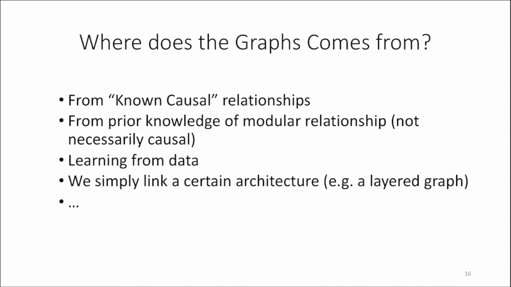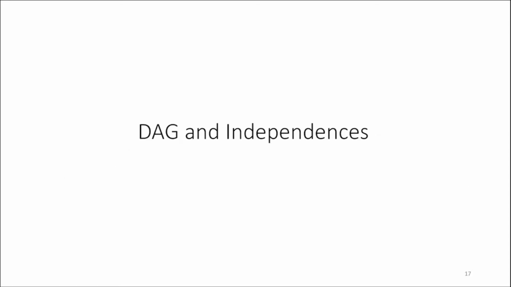A DAG and a Bayesian network are all about representing dependencies between random variables, but those dependencies do not necessarily mean causality. So in the following, we're going to dive a little bit deeper into the relationship between a DAG and the independencies that it implies.